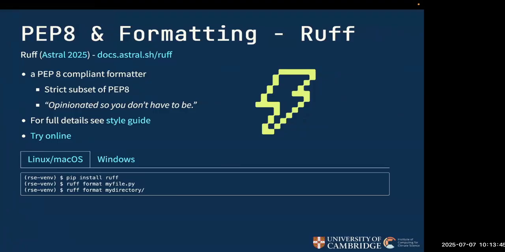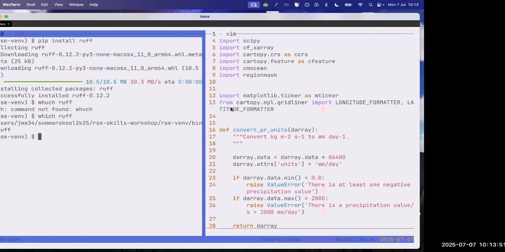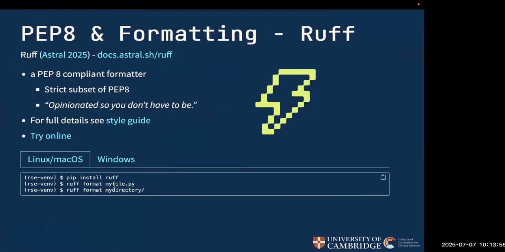So if we've installed that, the next thing we need to know is how to run it. So there's a few options. As I said, we're looking at running the formatter here. So to do that, the command is ruff format, and then we can give it either a specific file we want it to format, or we can give it a directory, and it will search recursively under that directory for all of the Python files and apply the formatting.